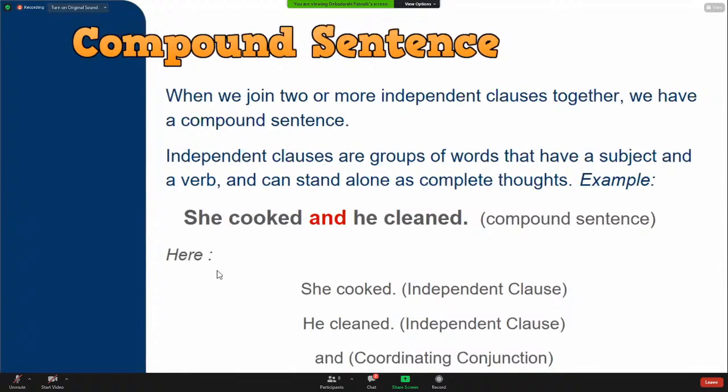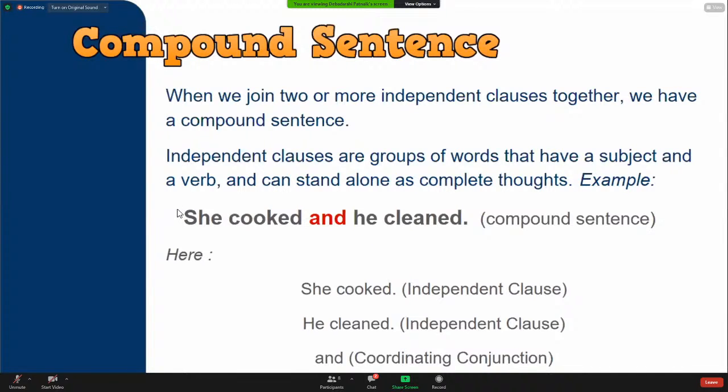For example, I will say that she cooked and he cleaned. That means I'm talking about two things: she cooked, and he cleaned. I can tell these two clauses individually also. She cooked. It is a complete sentence. He cleaned. It is also a complete sentence.